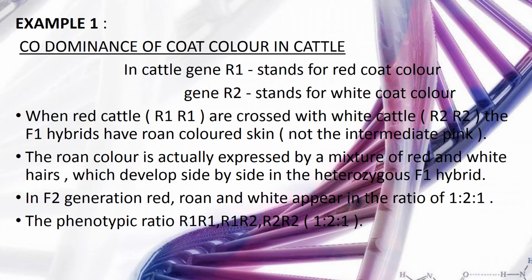The roan color is actually expressed by a mixture of red and white hairs, which develop side by side in the heterozygous F1 hybrid. In the F2 generation, red, roan and white appear in the ratio of 1:2:1. The phenotypic ratio of R1R1, R1R2 and R2R2 is 1:2:1.